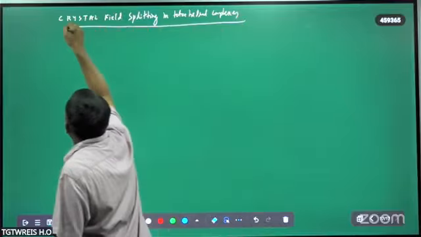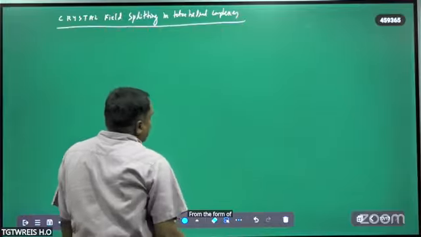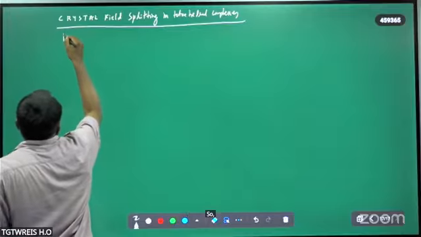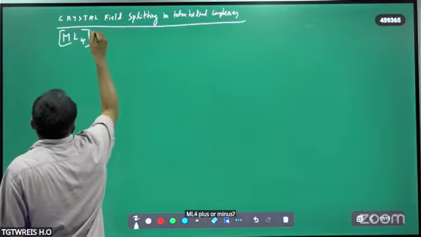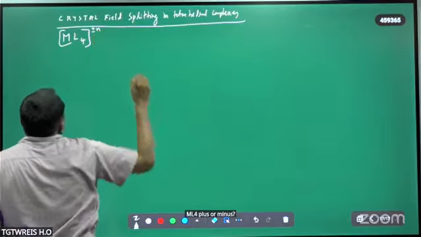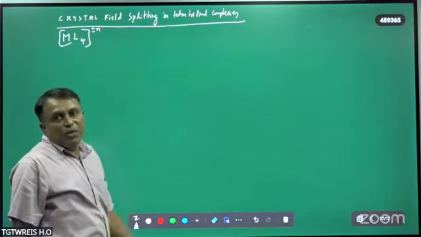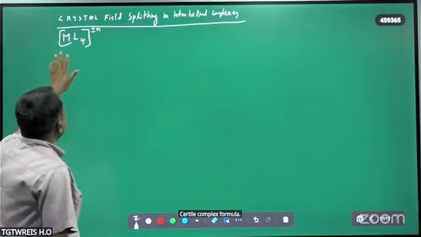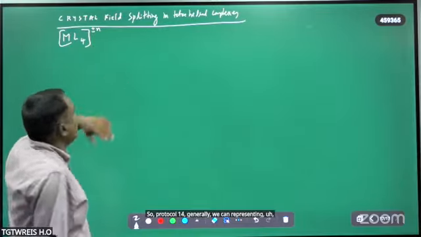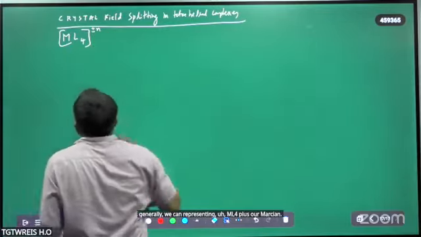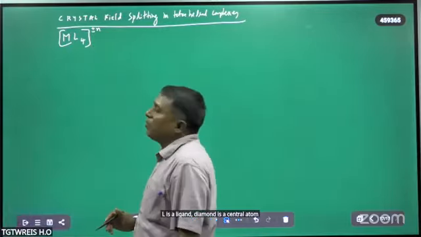What will be the general formula of the tetrahedral complex? So a tetrahedral compound we can generally represent as ML4 plus or minus n. L is the ligand, M is the central atom, and plus or minus n is the charge.